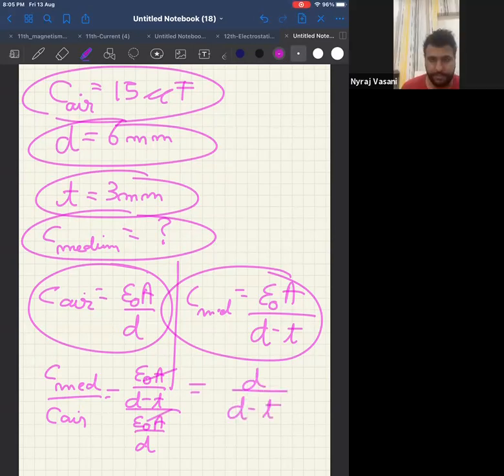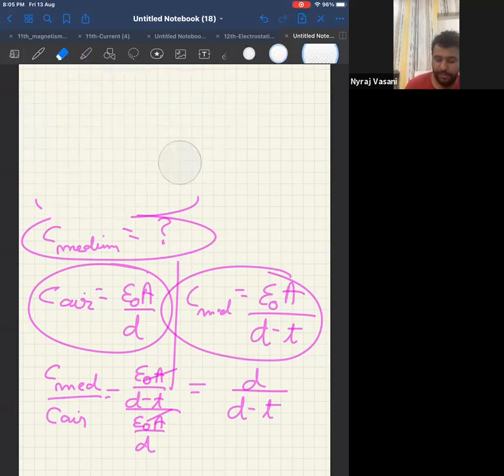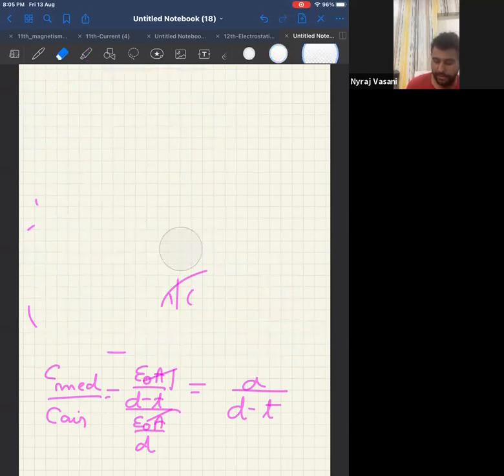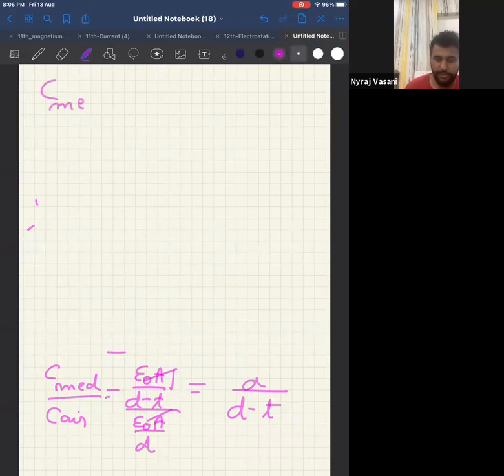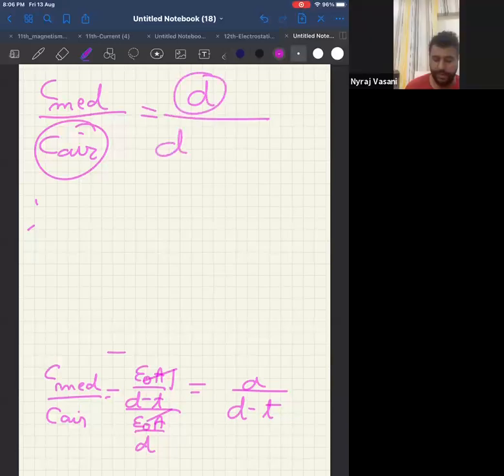Correct? Now, I'll erase the top part over here. Now, C of medium, I don't know, okay? Divided by C of air. Do I know this? Yes, 15. Equal to D. Do I know D? Given, yes. Divided by D minus T, given, yes. Therefore, can I calculate C of medium? Start.